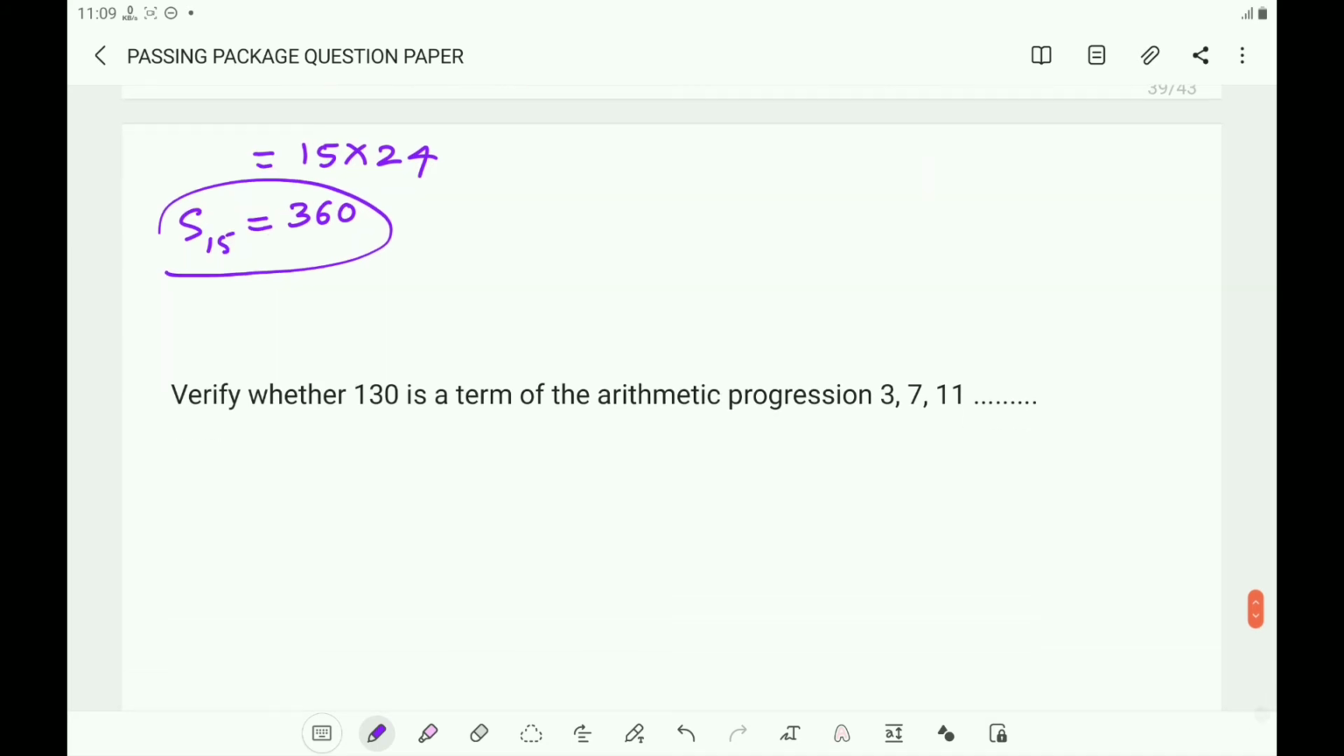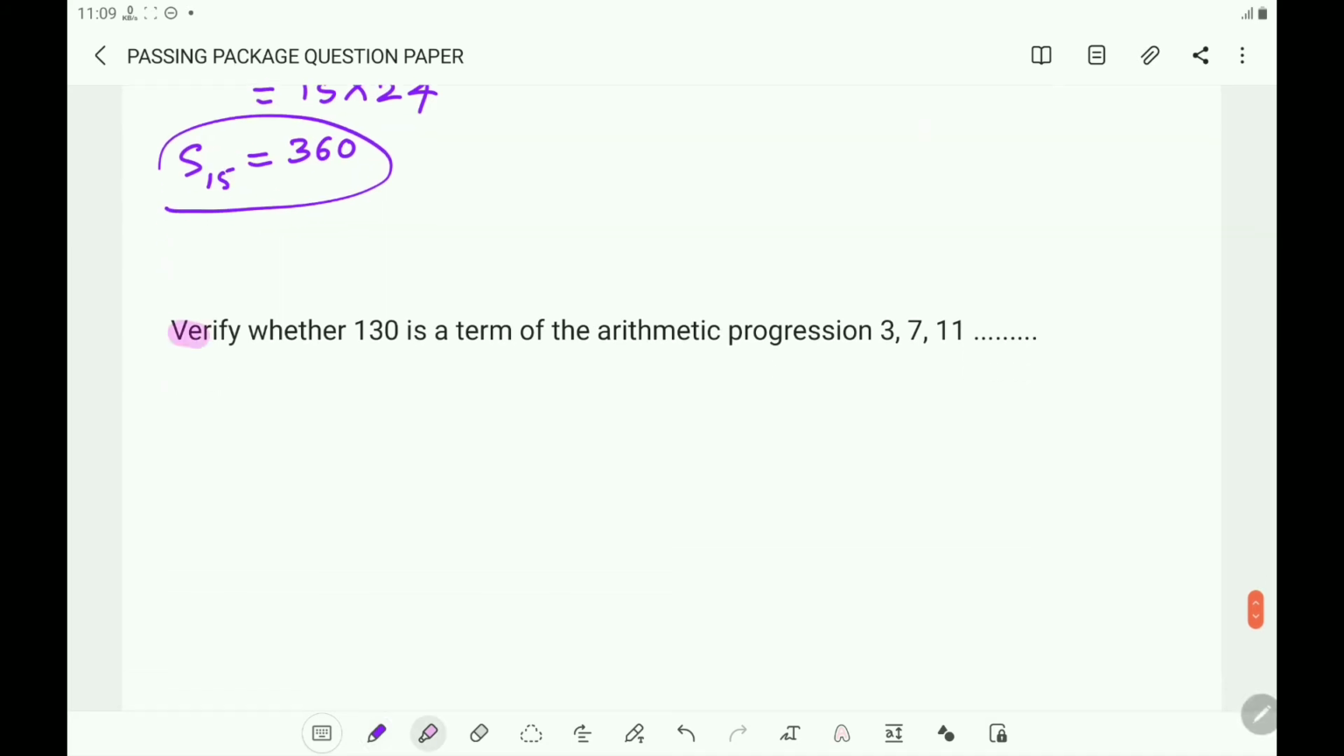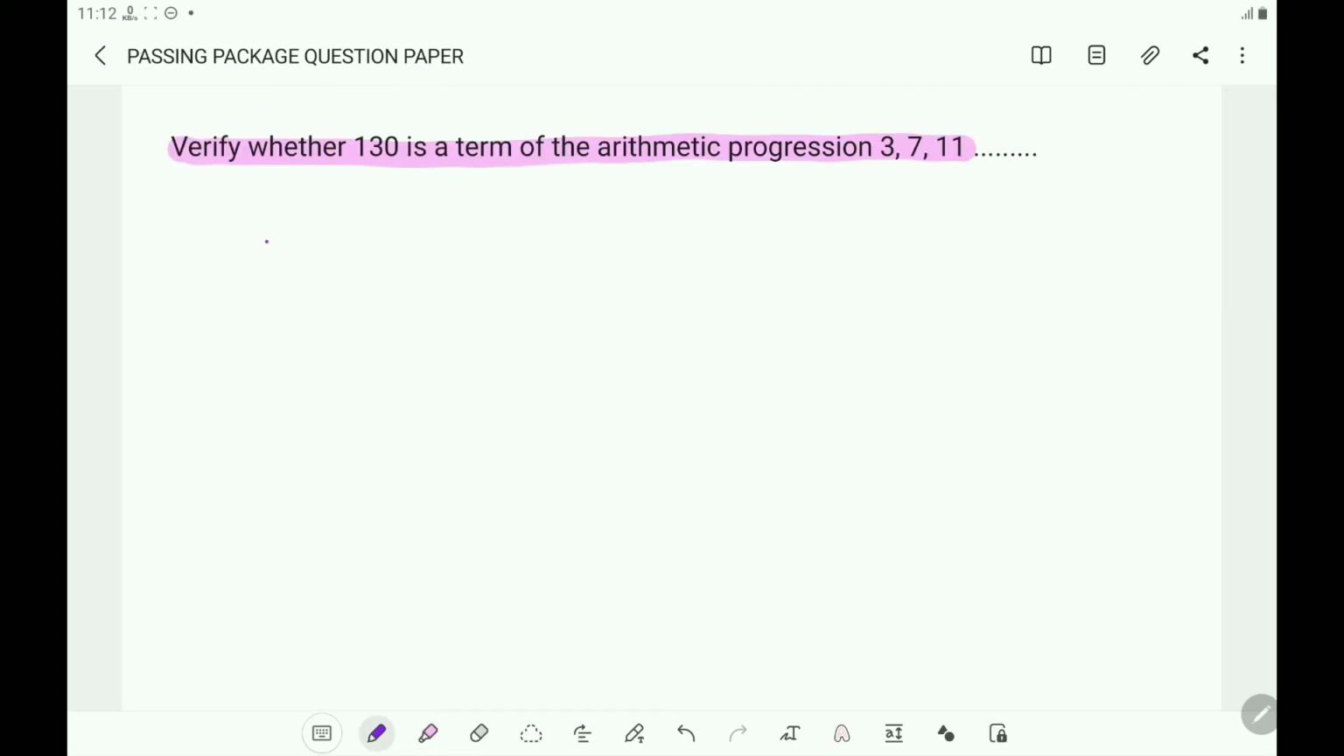Next, OR question is there. What is that OR question? Verify whether 130 is a term of the arithmetic progression 3, 7, 11, and so on. Write the AP 3, 7, 11, and so on. Here what is asked? Verify whether 130 is a term of the AP or not. That you have to verify here. So let us consider this 130 is the nth term and find the value of n. If you got n as a positive integer, then you can conclude this 130 is a term.